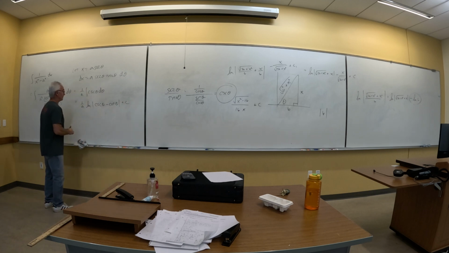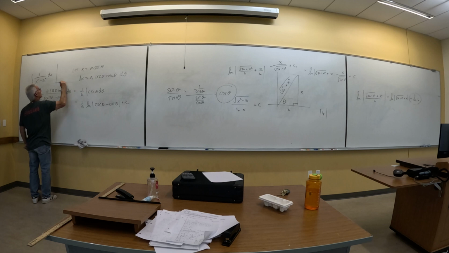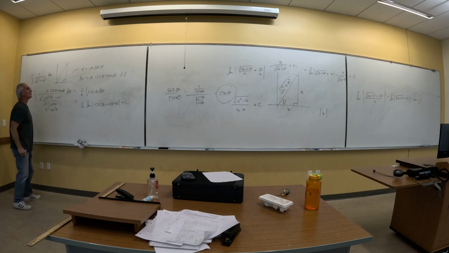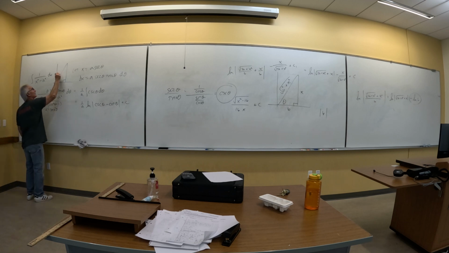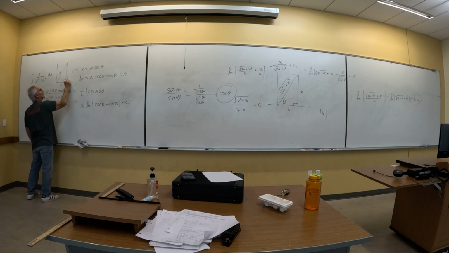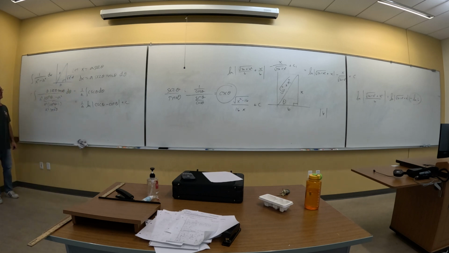Okay. I already know this is going to be ugly. So let's draw our picture and I'll put it up here. So secant theta is x over a. So x, a, square root of x squared minus a squared. So far so good?